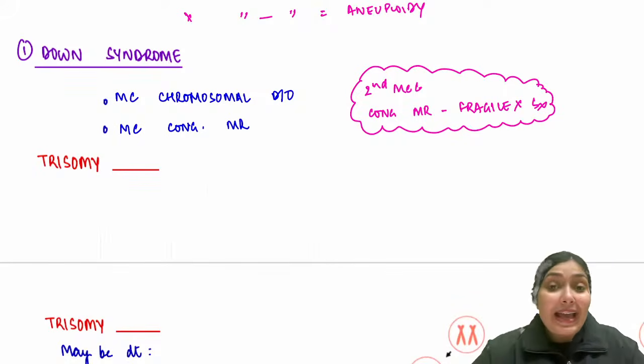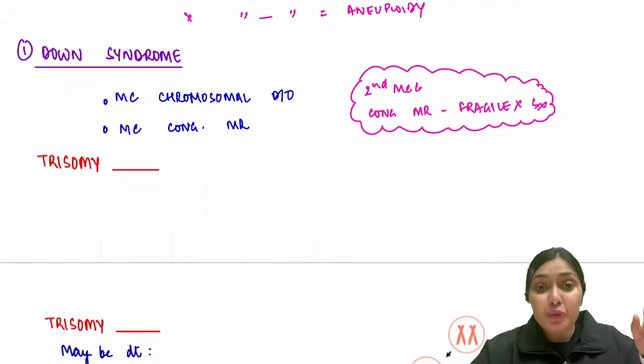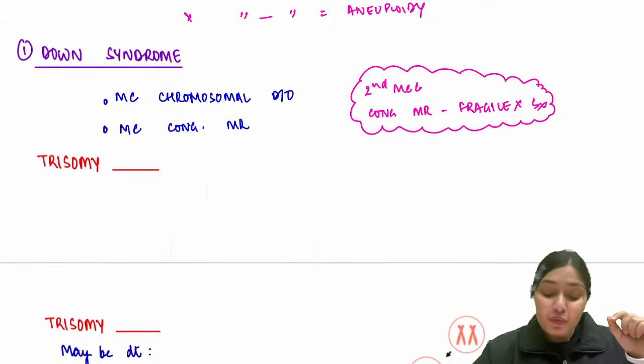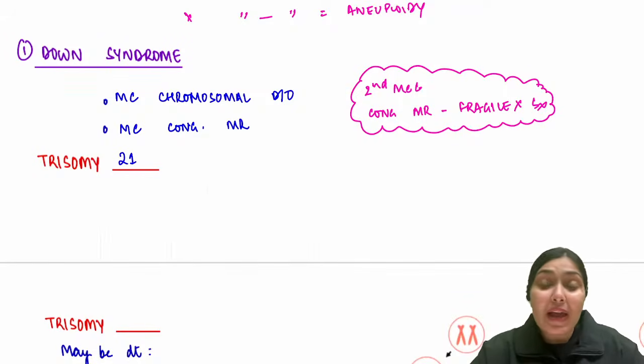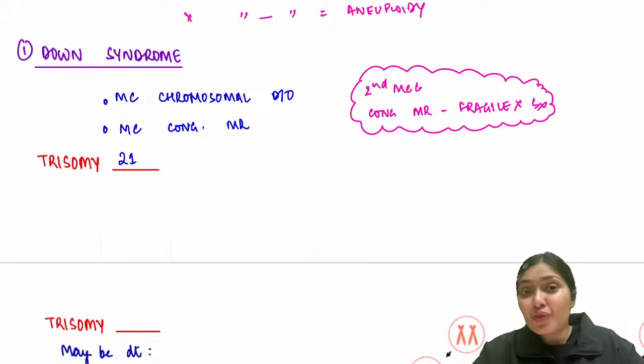So what exactly happens in Down syndrome? In Down syndrome, we have one extra chromosome. What is that extra chromosome? We have one extra 21st chromosome. So it is trisomy 21. So why is this child having an extra 21 chromosome?